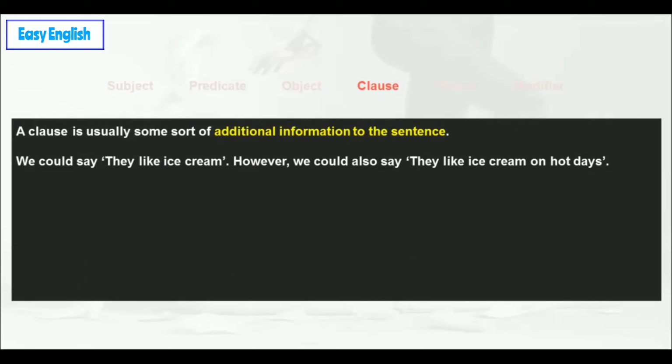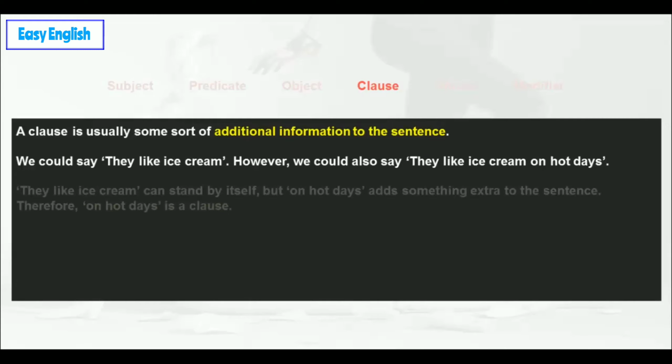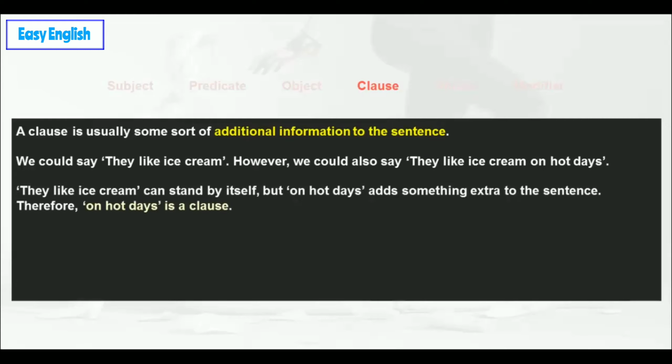A clause is usually some sort of additional information to the sentence. We could say, they like ice cream. However, we could also say, they like ice cream on hot days. They like ice cream can stand by itself, but on hot days add something extra to the sentence. Therefore, on hot days is a clause.